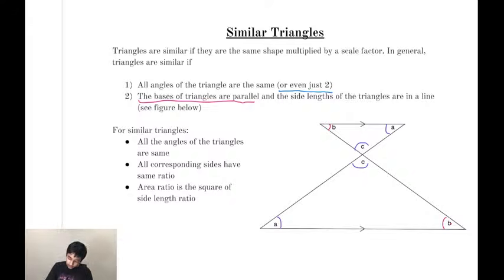And in similar triangles, the ratios of all the corresponding side lengths are the same. And the ratio of the areas is just going to be the square of the ratio of the side lengths. So if this is 1, this is 3. The ratio of the areas is just going to be 1 to 9.